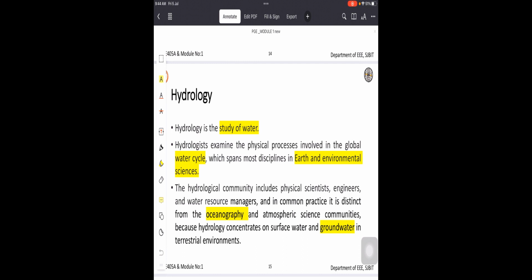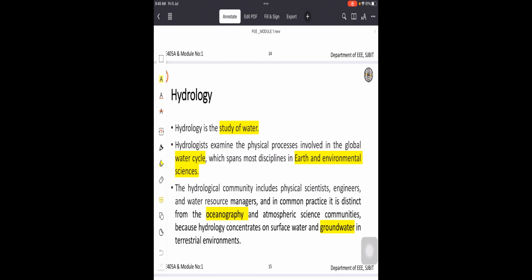They generally rotate water from the sea to the atmosphere by evaporation, and from there by precipitation to the earth. Finally they move in the form of streams, rivers, snow, hail, etc., which are the different methods of water flow. The ones who examine all this are generally called hydrologists. They deal with earth and environmental science. The engineers and scientists dealing with hydrology also keep in mind oceanography, atmospheric science, and the groundwater available in that particular area.